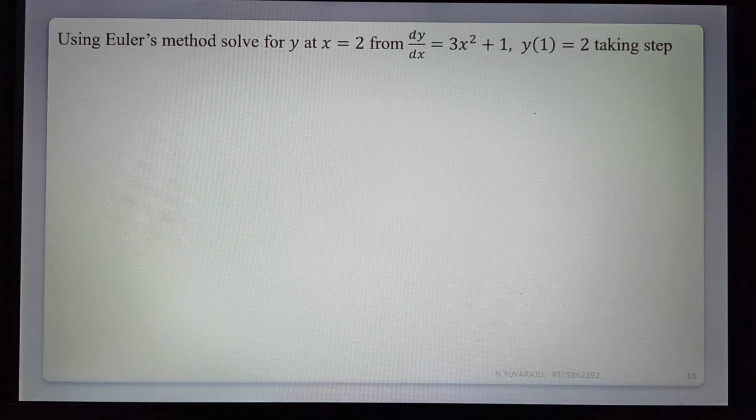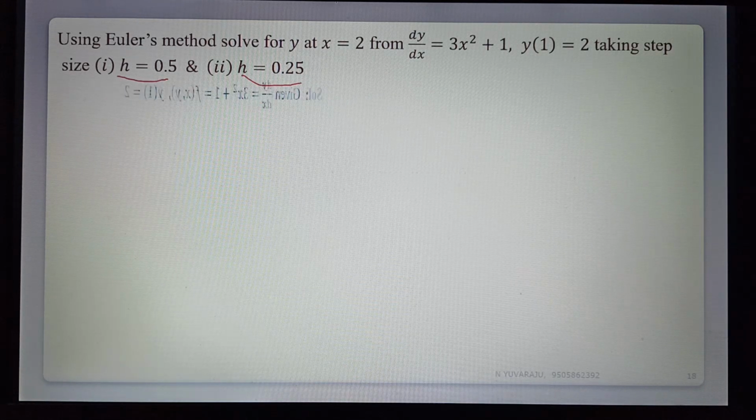So see the next example. Using Euler's method to solve y at x is equal to 2 from dy by dx is equal to 3x square plus 1, y of 1 is equal to 2, taking step length h is equal to 0.5 and h is equal to 0.25. Two problems are given here. First choosing the step length 0.5, second step length 0.25.